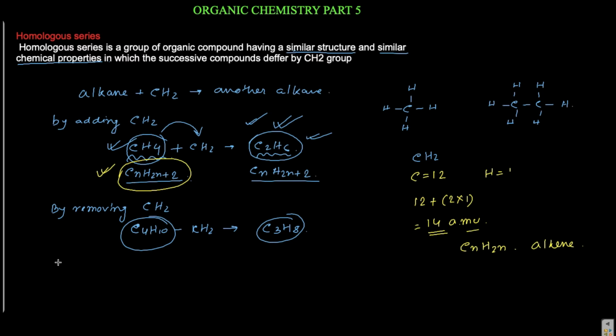If molar mass is increased, then density, boiling point, and melting point also increase with the successive members of the homologous series. So these are the very basic properties of the homologous series. Now we can consider one thing: methane, then ethane, then propane, then butane.